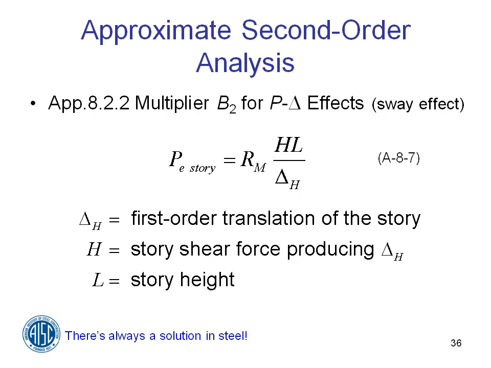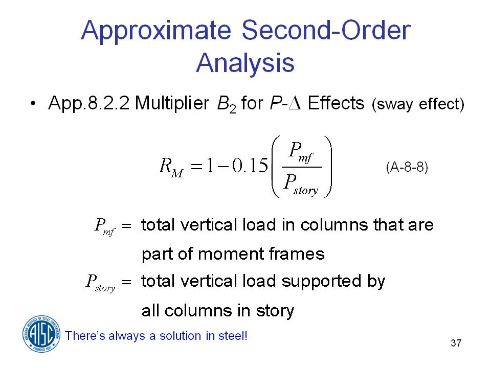So we determined PE story, as you see here, based on the lateral stiffness of the structure. We put some horizontal force H on the story, and we determined the first order drift or translation of the story, delta H. PE story, as it turns out, is really a function of the ratio of H to delta H. L is the story height, and R sub m is a factor that accounts for leaning columns or gravity-only columns in the structure.